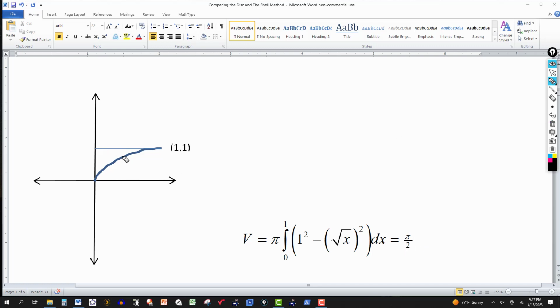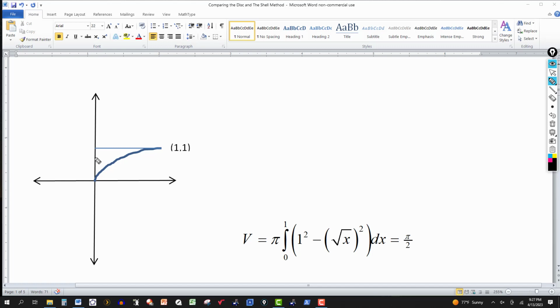Now if this region was going to be revolved about, say, the y-axis, and I'm using the disk method, then my rectangular strip would have to be perpendicular to that. So in this case the width is dy, and the variable of integration would be y. What we're going to do now is look at the same problem using the shell method.